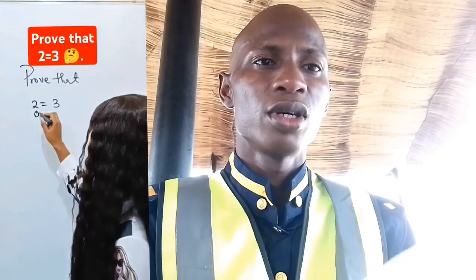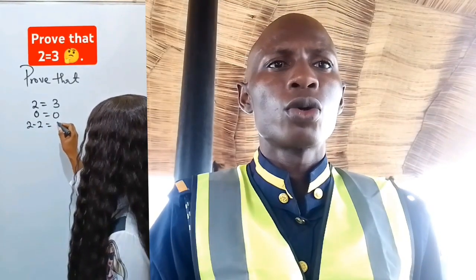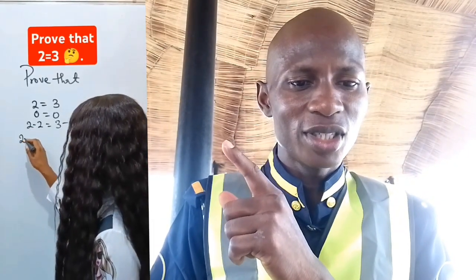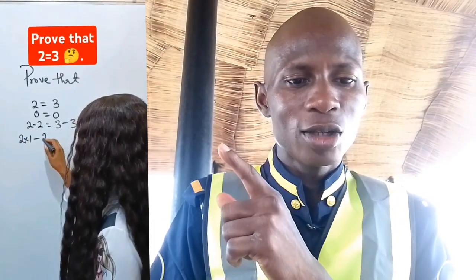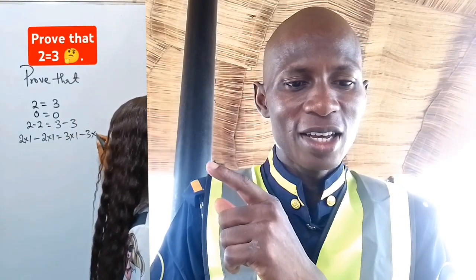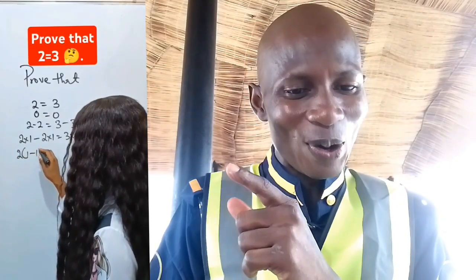Now, you all know that 0 is equal to 0. I can express 0 as 2 minus 2, equal to 3 minus 3, right? Now, I can write 2 as 2 times 1 minus 2 times 1. The same thing here, 3 times 1 minus 3 times 1. Now, let's factorize 2 from here. When we do that, we have 1 minus 1 remaining.